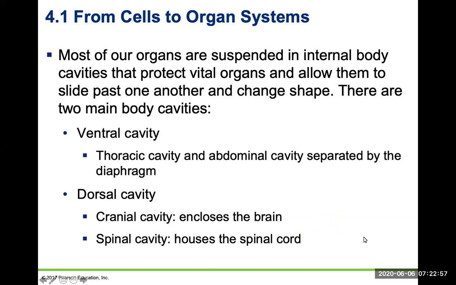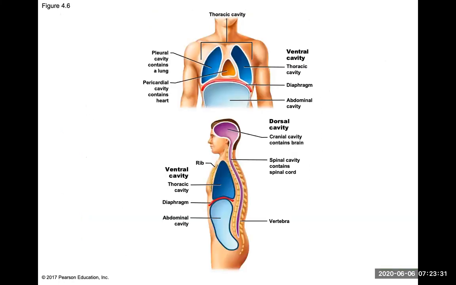Most of the organs are suspended in internal body cavities that protect vital organs and allow them to slide past one another and change shape. You have two major body cavities, the ventral cavity, which ventral means front and dorsal means back. So ventral cavity and dorsal cavity. The ventral cavity is made up of your thoracic and abdominal cavity separated by the diaphragm, and the dorsal cavity is made up of your cranial and spinal cavity. The cranial cavity surrounds the brain, and the spinal cavity houses the spinal cord.